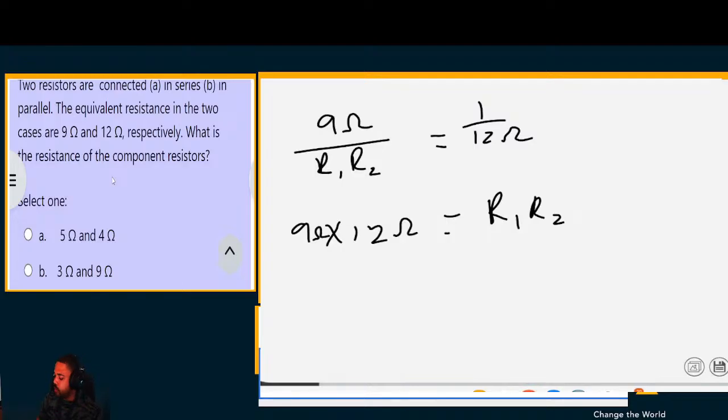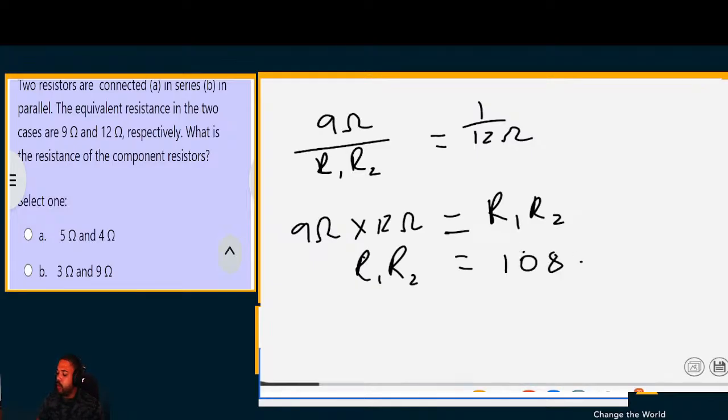This is still, so far, just high school math. Nothing new, math that any engineer and scientist can do. So R1 times R2 should be 9 times 12. What is 9 times 12? Let me just check. I just wrote out the skeleton. I did not do the actual 9 times 12. That is 108. So we have 108 ohm. The product of these two is 108 ohm.